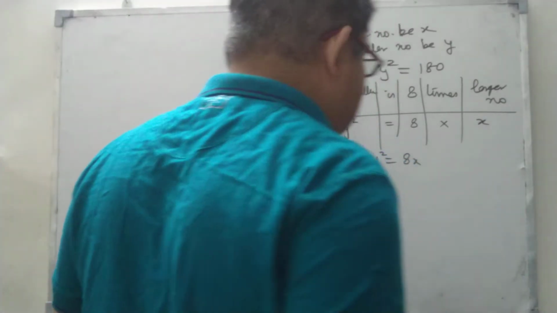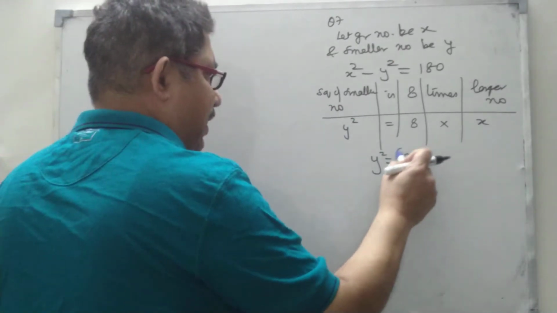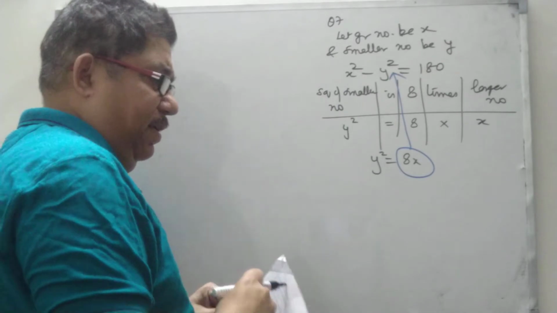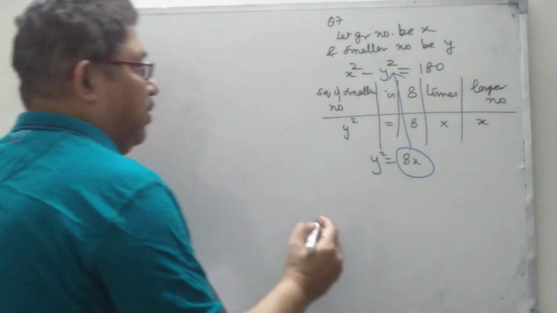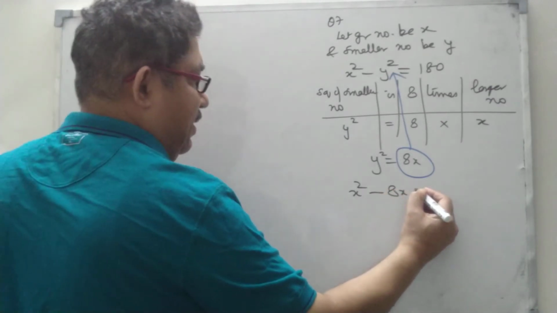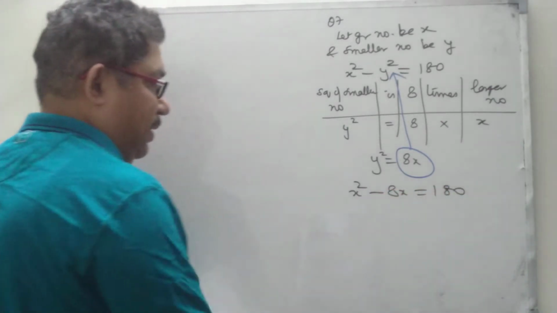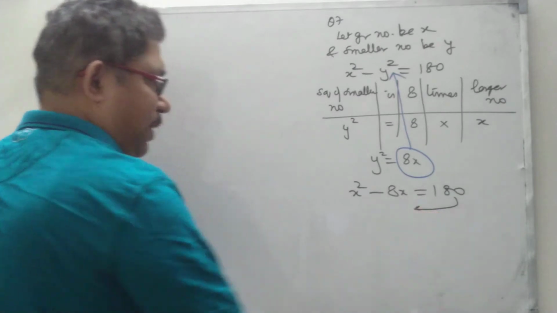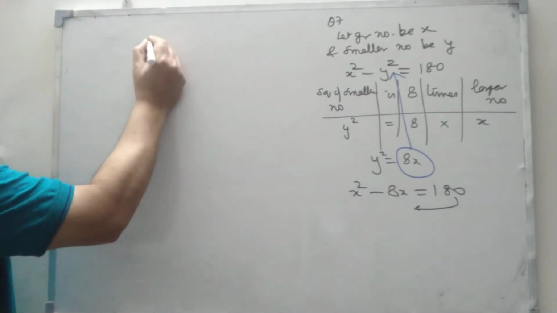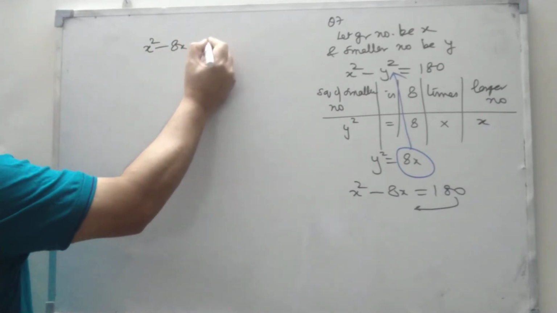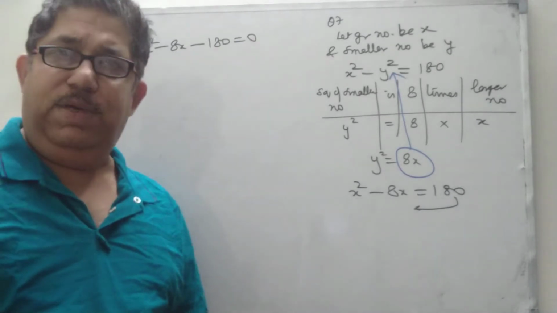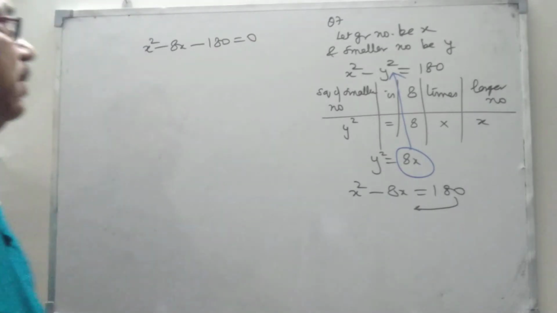So what I can do is, I can take this 8x and I can feed this 8x here. So if I feed this 8x here, what do I get? I get x square minus 8x equal to 180. Now next is that I must bring this 180 also on this side. So what do I have? I have x square minus 8x minus 180 equal to 0. So I have my quadratic equation.